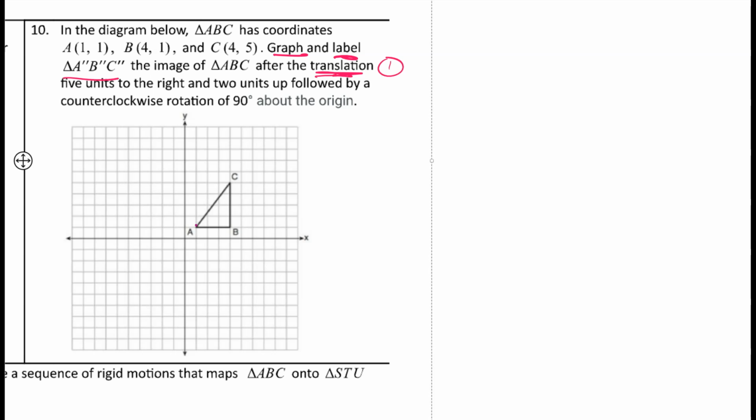If I want to go right 5, I could just take where A is and count 1, 2, 3, 4, 5 to the right. And if I want to translate 2 up, I could count 2 units up from that. I'm going to do that to B and C as well. If I take B and go 1, 2, 3, 4, 5, 1, 2, that's where B' is, that's where A' is, and C' is going to be 1, 2, 3, 4, 5, 1, 2, right there.